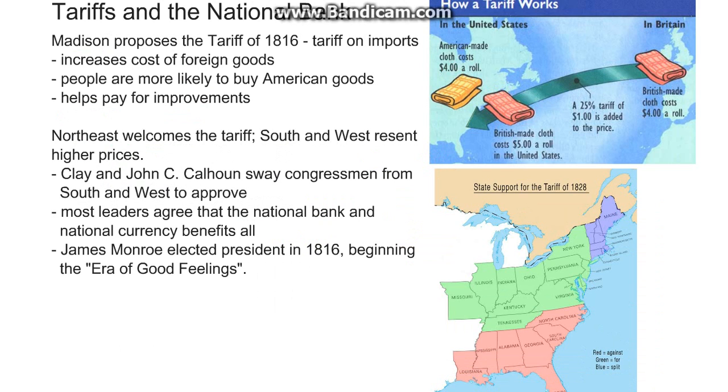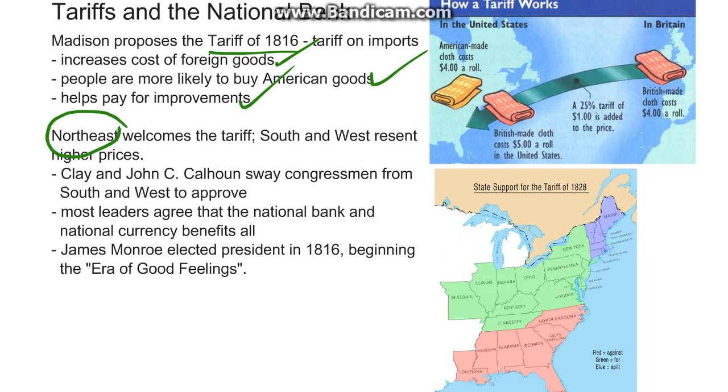Tariffs and the National Bank. Madison proposes the Tariff of 1816, which is a tariff on imports. It increases the cost of foreign goods. People are more likely to buy American goods because they don't cost as much as foreign goods, and they help pay for improvements like roads and toll roads and canals.